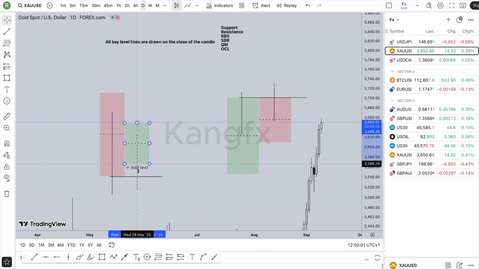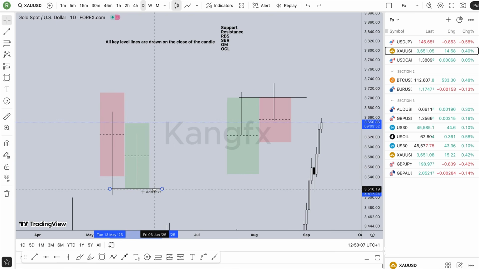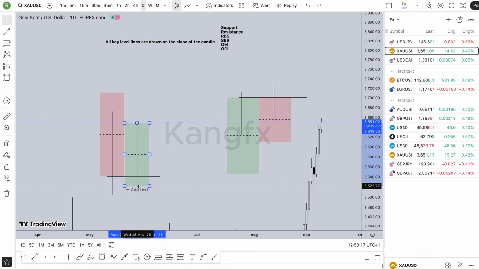Now, you might have a situation where the candle opened like this. I won't be confused whether to draw my support here. I'll still draw my support here. You've seen that. So it doesn't matter how the other candle opens, we still draw our support line below, and it's going to be on the close of the bearish candle.